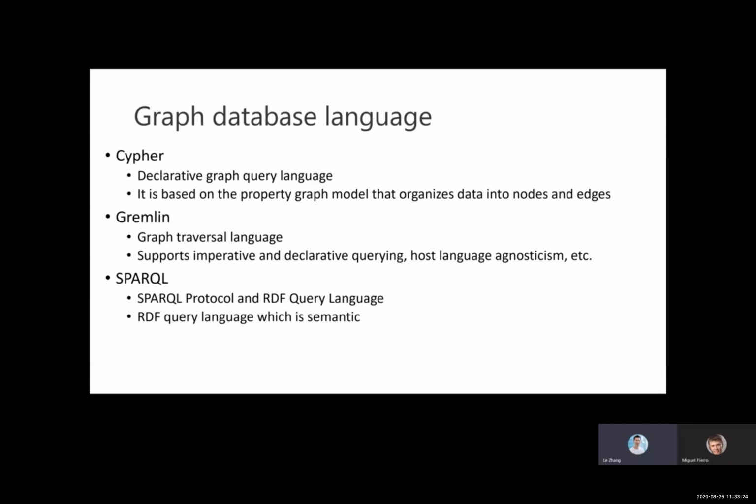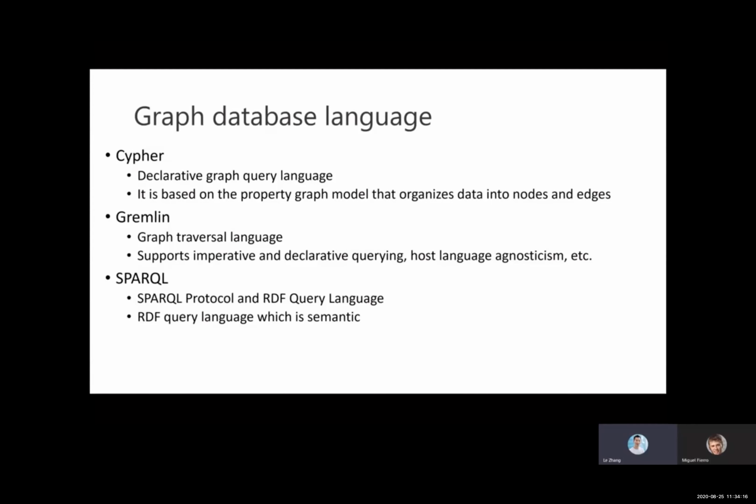It is basically based on the property graph model, right? That is to organize the data into nodes and edges. Remember, we have different terminology used in the graph world, right? Sometimes we refer to the entities as nodes and the relationships of the entities as the edges of nodes, right? So they are the same thing. In the property graph model, in Cypher, they organize the data into nodes and edges, and they can query the nodes and query the edges, which are the relationships, in order to get the information from the graph database.